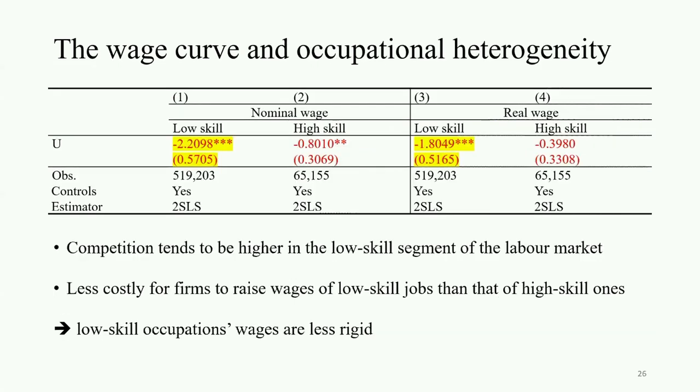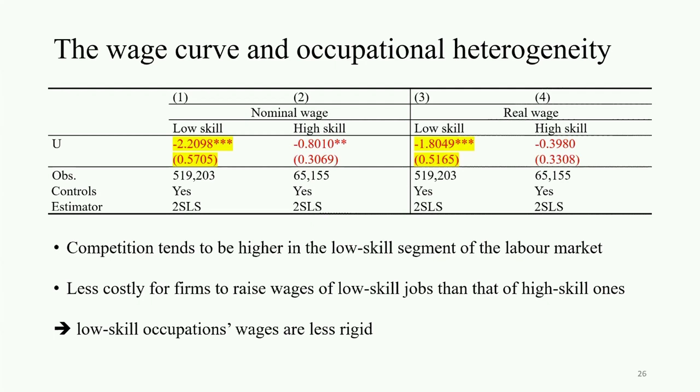Then in the next step, we try to see whether the difference in skill requirements across occupations matters for the wage curve slope. What we did was separate our sample into two groups. The first group is the high skill occupations, which are the ones that require at least a college education. And the low skill occupations are the ones that do not require a college education. Then we re-estimate our wage curve model on these two groups.